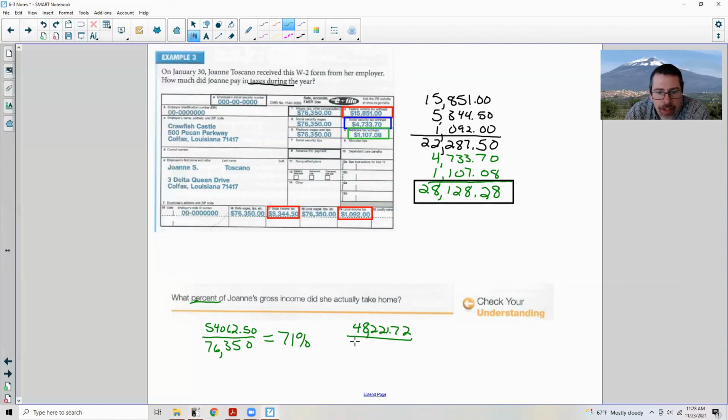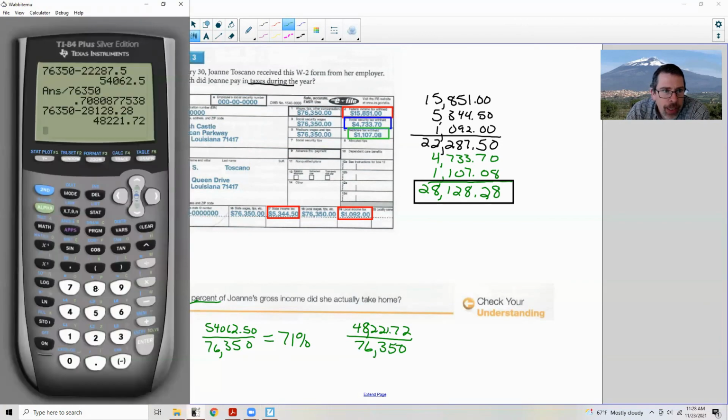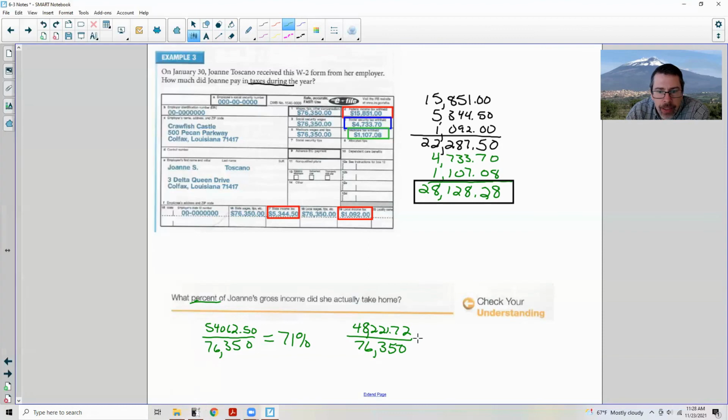Yes. And I'm going to divide that by my gross, which is 76,350. The gross never changed. So now I take that 48,221.72, divide it by 76,350, and hit enter, and we do get that 63%. So the book has a discrepancy there.